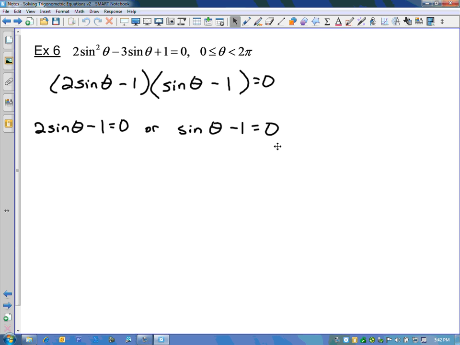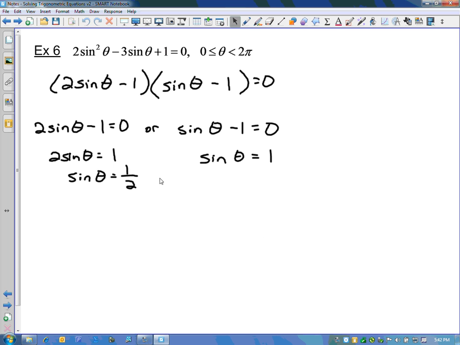So now we have 2 trig equations, which doubles our fun. That's a good thing. But these are very easy ones to solve. On the first one, we're going to isolate the trig function. We just add 1 to both sides, divide by 2. On the second one, the algebra is even easier. We're simply going to add 1 to both sides. That gives us sine of theta equals 1/2 and sine of theta equals 1.